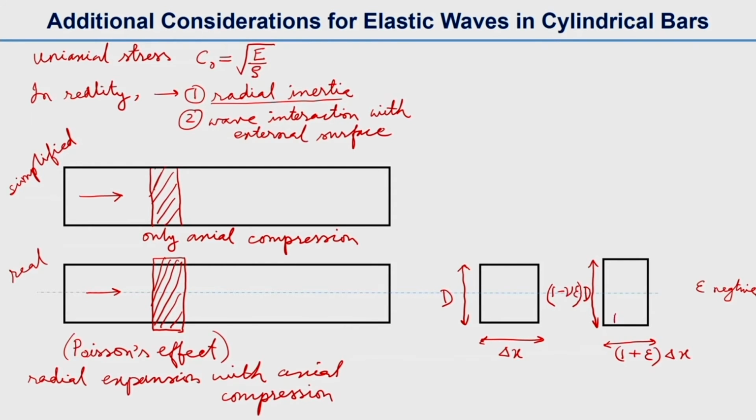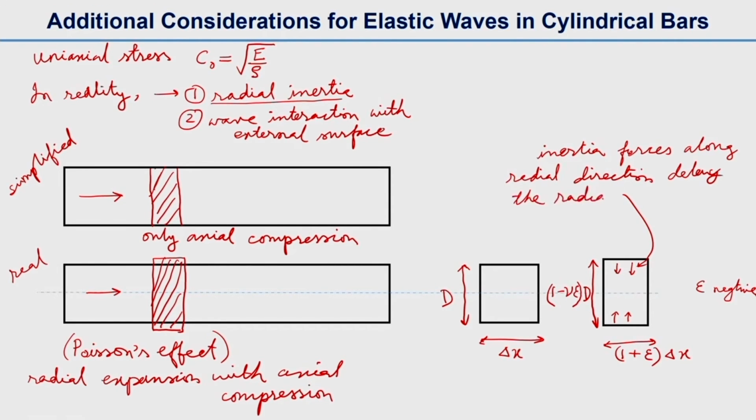And so we will have some inertial forces due to this radial expansion, that is, material flowing outward due to the kinetic energy of this compression wave. So there will be some inertia forces along the radial direction that delay the radial expansion. That is what we mean by radial inertia.